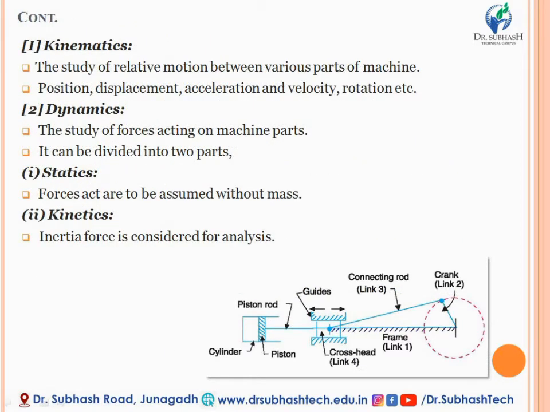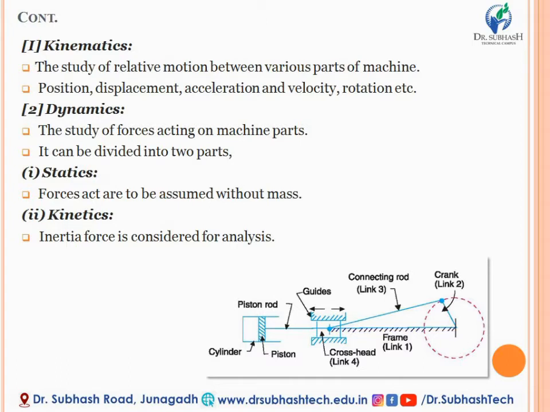Now if we look at this entire subject, it is divided primarily into two branches: kinematics and dynamics. Basically, kinematics is related to the study of relative motion between the parts of a machine. That means it is the study of position, displacement, rotational speed, velocity and acceleration. Whereas dynamics of machinery itself includes statics and kinetics. Generally, it primarily focuses upon the various forces acting on various parts of the machines.